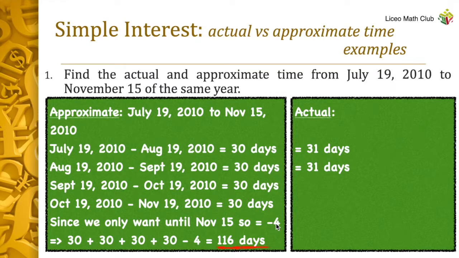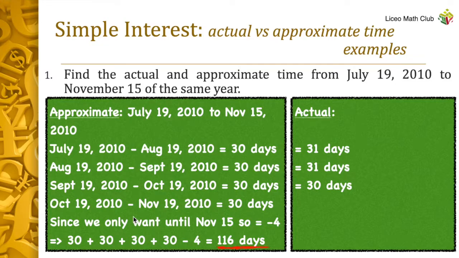Okay, let's move on. September 19 to October 19, 2010, the same year. So check your calendar. September only has 30 days. Okay, so since September only has 30 days, we're going to put 30 there, not 31.